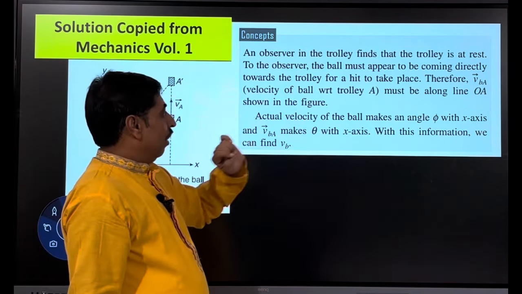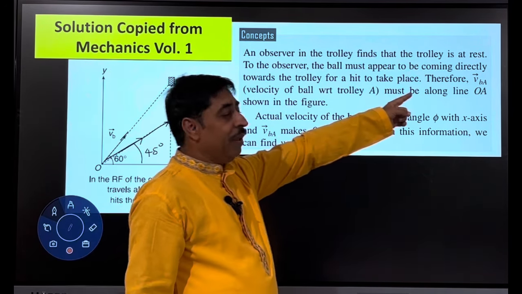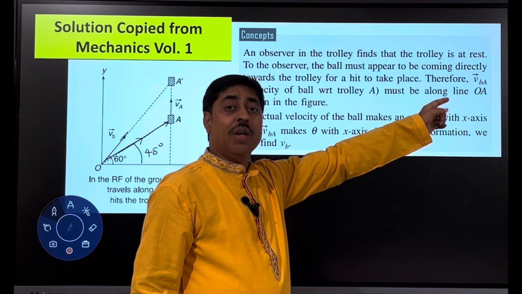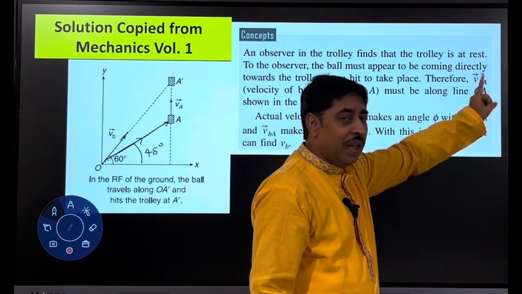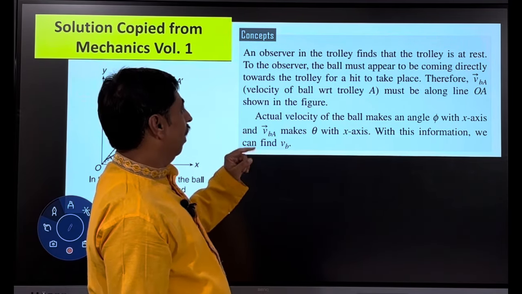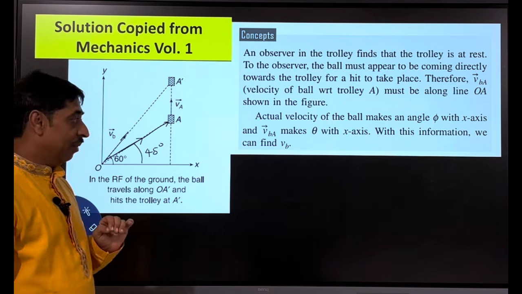So let us go back to what has been given in the book. So the question says, therefore, VBA means velocity of ball with respect to A. A is the trolley. So the velocity of the ball relative to A, relative to the trolley, must be along line OA as shown in the figure.